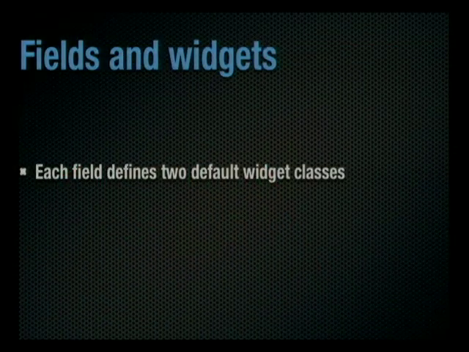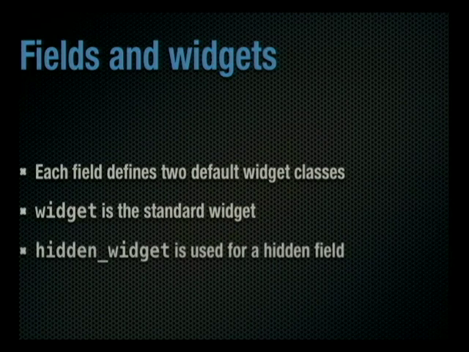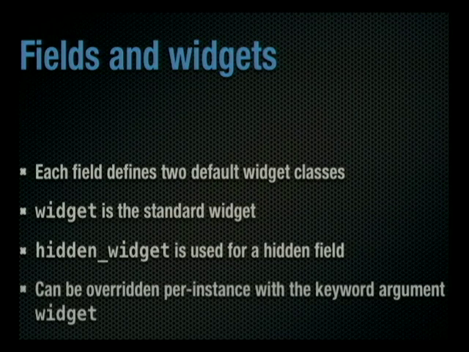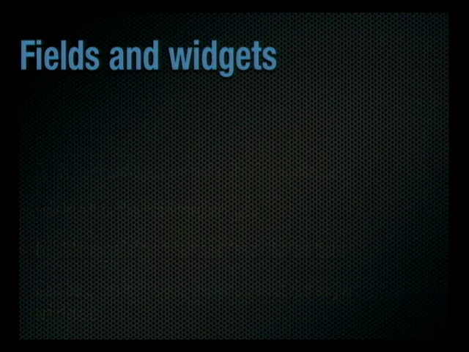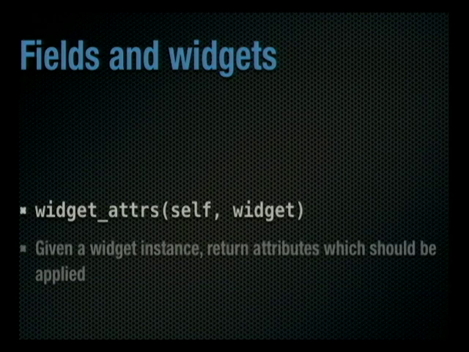Each field actually has two default widgets that go with it. One is called widget, that's the standard one. The other one is called hidden widget, which is used for when that field is a hidden field in a form. You can override these when you're setting up a form field by passing the argument widget. There's also a widget attrs method, which returns the attributes to apply to that widget. Remember when we saw there was a method that pulls in extra attributes? This is the type of thing we're talking about.